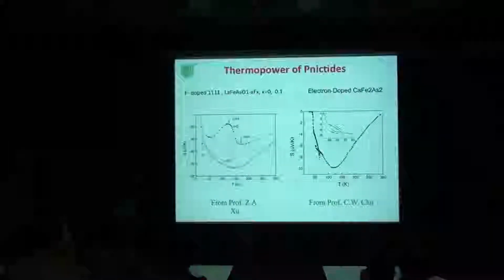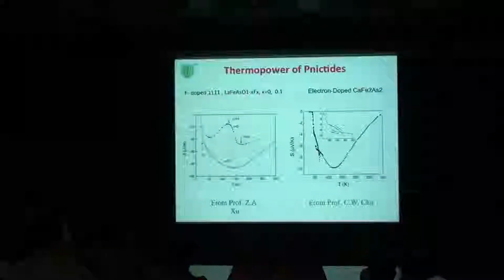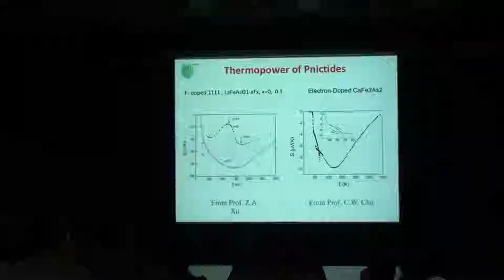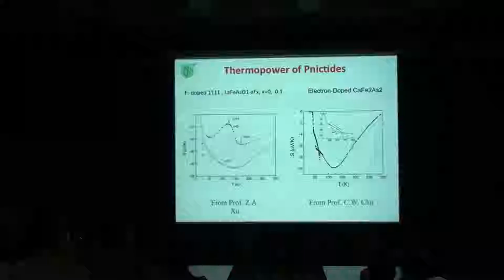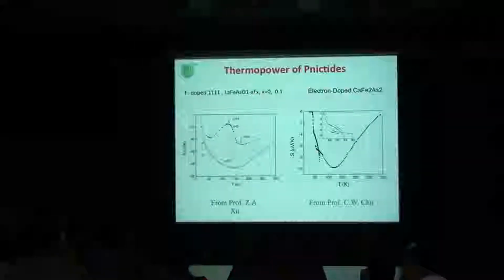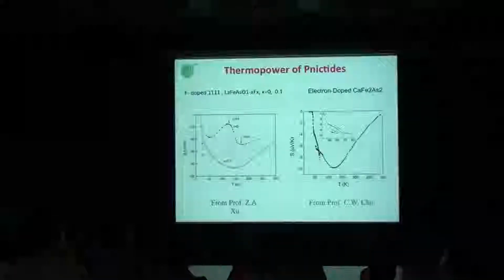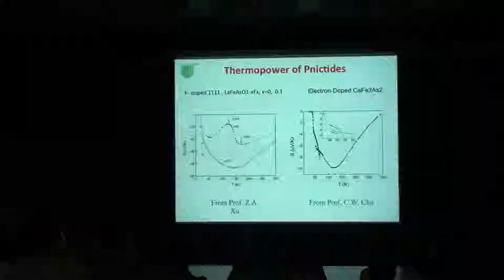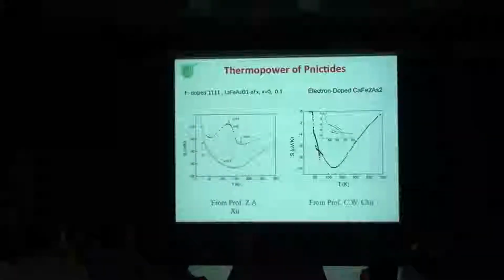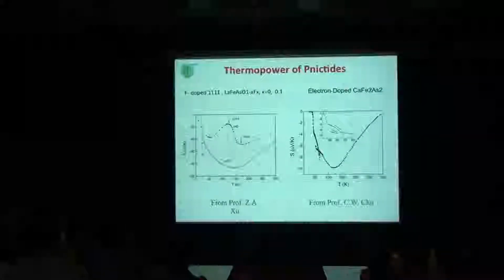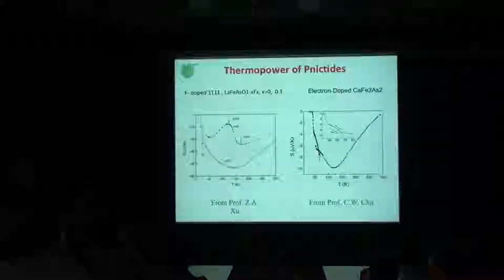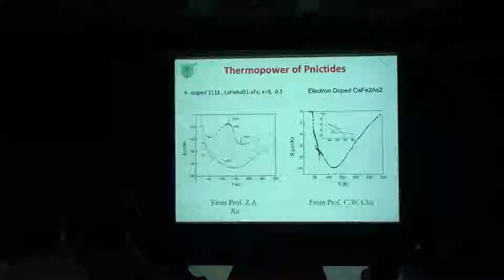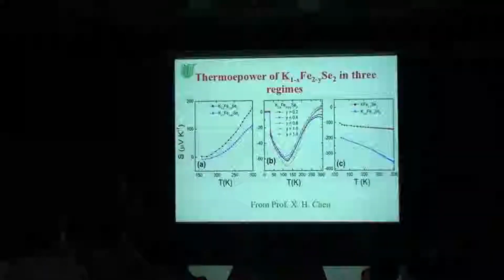In fact, yes. We compared the other systems. This is the so-called 1111, and this is 122. When they are superconducting, you always see this kind of local maximum in thermal power. For a non-superconducting sample, you don't see it. So that property will tell you something interesting.